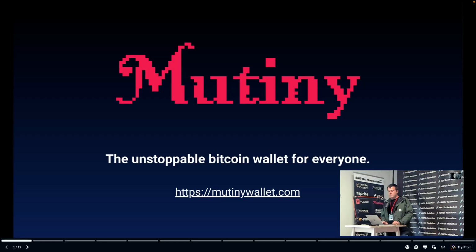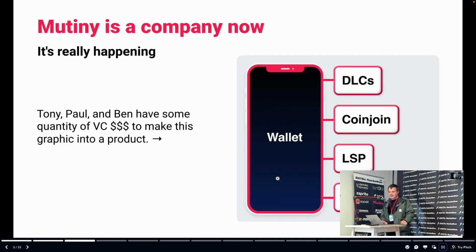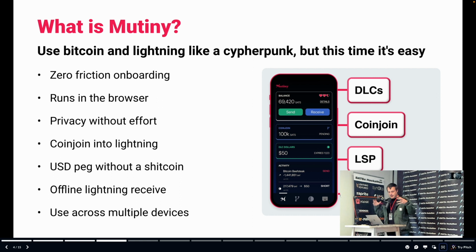So I've got some pretty exciting news to share with you guys. Mutiny is the unstoppable Bitcoin wallet for everyone. And we're a company now. So these are a lot of the high points. There's a lot here. Basically, we want you to be able to use Bitcoin and Lightning like a Bitcoiner, like a cypherpunk. Use this the right way. We have a lot of opinions on what the right way is, but we want to make it a lot easier to do it the right way.